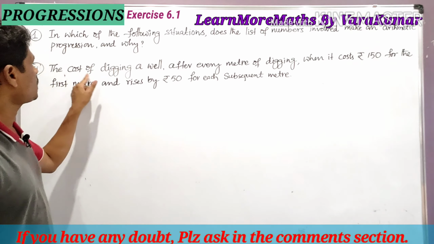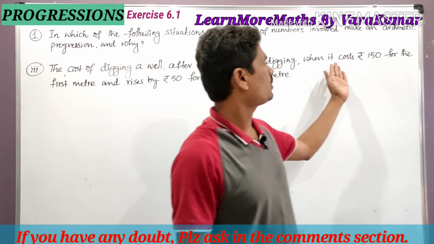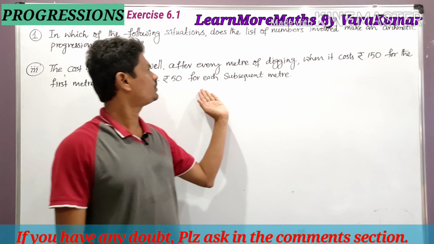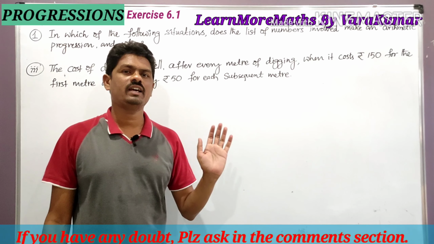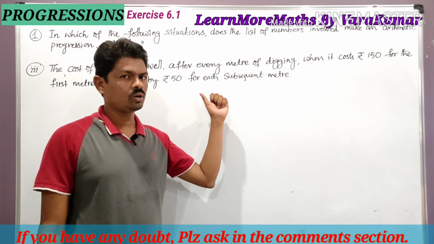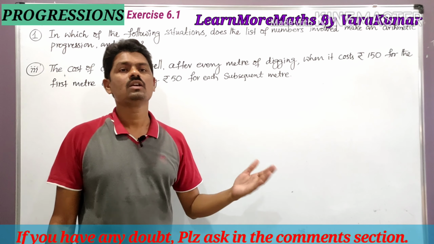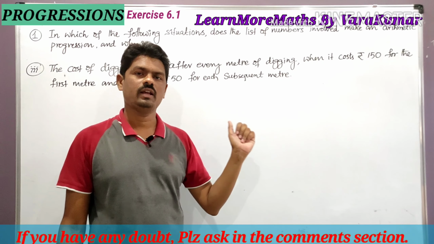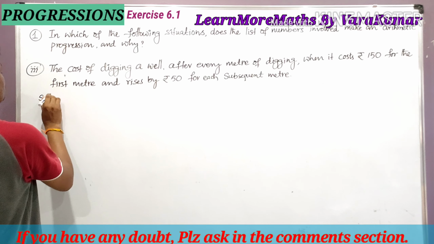Student, see here the cost of digging a well after every meter of digging, when it costs rupees 150 for the first meter and rises by rupees 50 for each subsequent meter. So this is the situation he has given, student. He is asking us to find whether the list of numbers involved in the given situation forms an AP or not, and why. So first we have to write the list of numbers involved in the given situation.